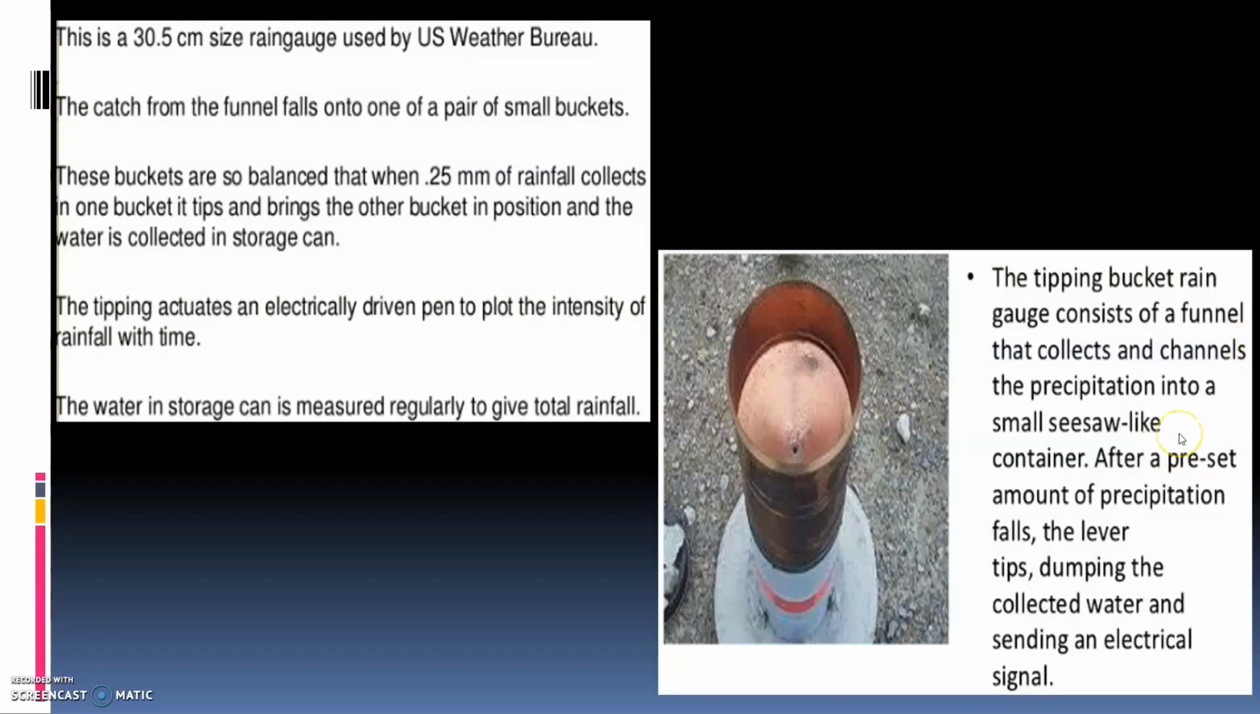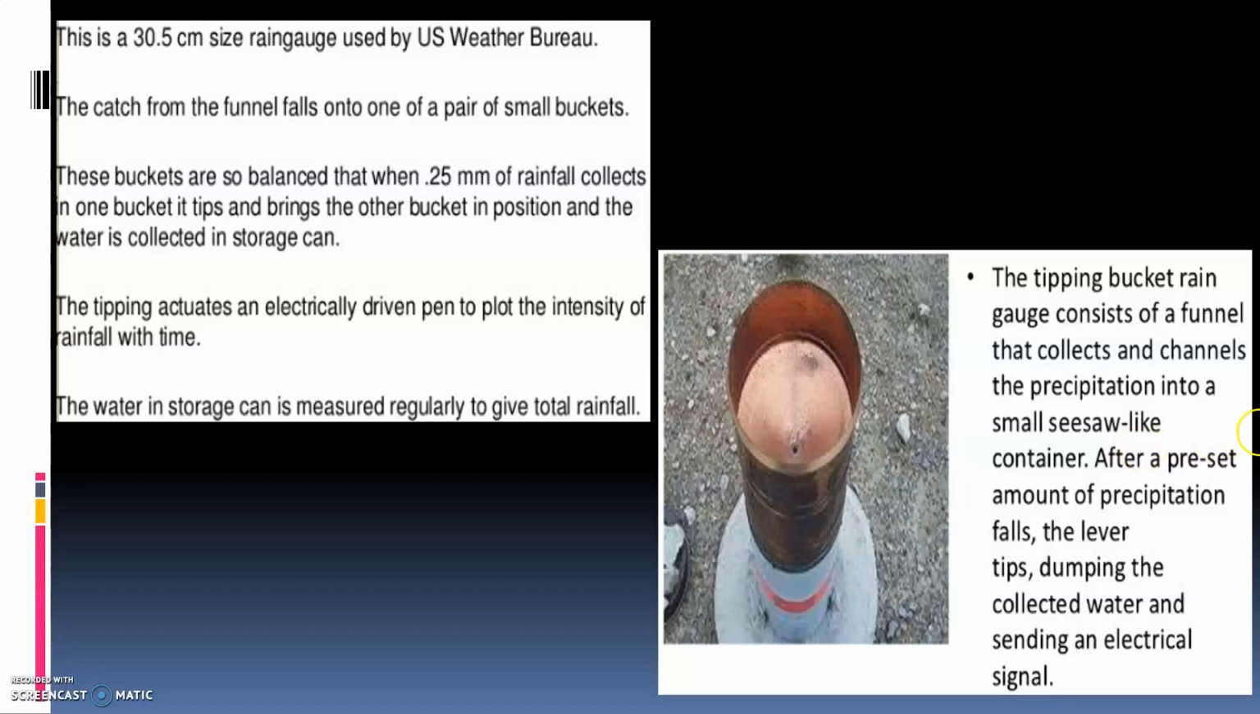Here, the tipping bucket rain gauge consists of a funnel that collects and channels the precipitation into a small seesaw-like container. After a preset amount of precipitation falls, the lever tips, dumping the collected water and sending an electrical signal. So, in this way, the precipitation can be measured.